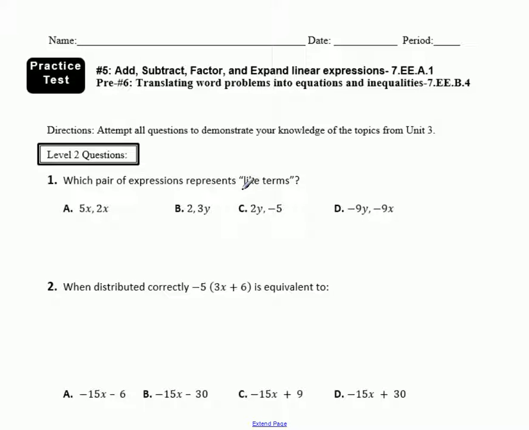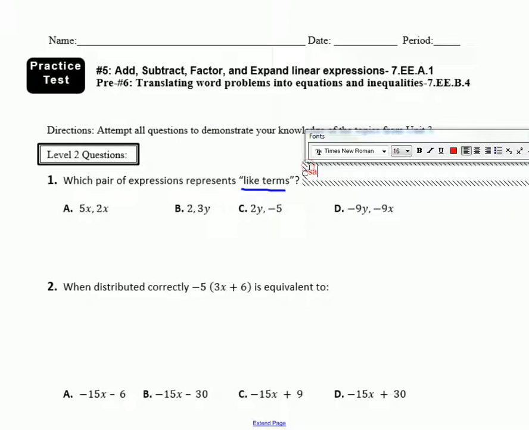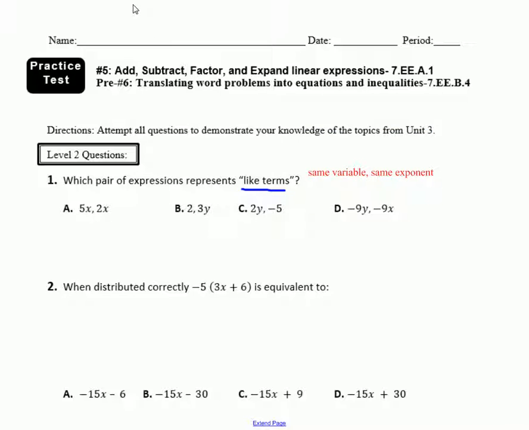Remember that the word like terms means they have the same variable and the same exponent. Actually, I'm going to write it in red so you can see it. Variable and the same exponent. So the only ones that have the same variables and the same exponents, not the same variable. This one doesn't have a variable, this one does. This one has a variable, this one doesn't. Is letter A. They both have the variable x, and they have different coefficients, but that's okay. 5x and 2x are like terms.